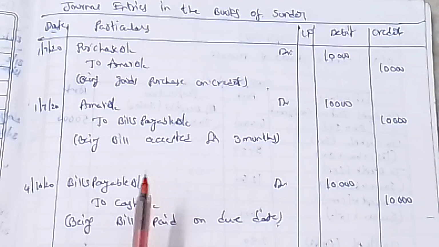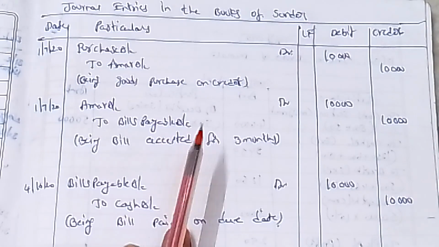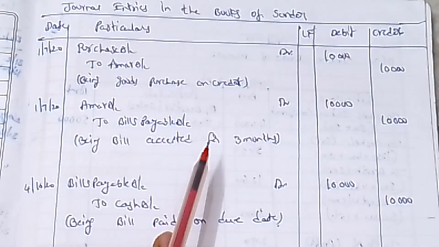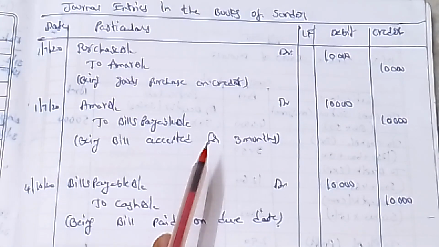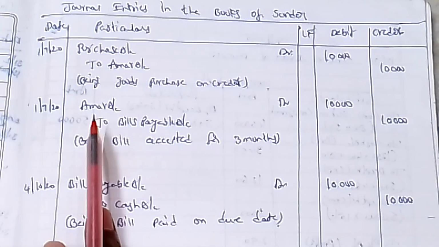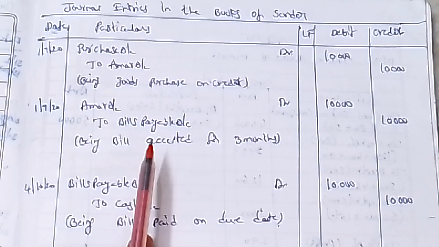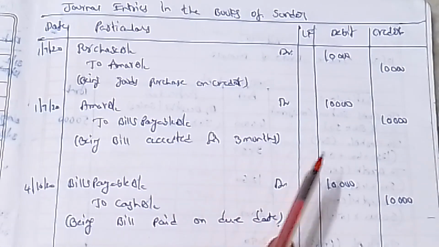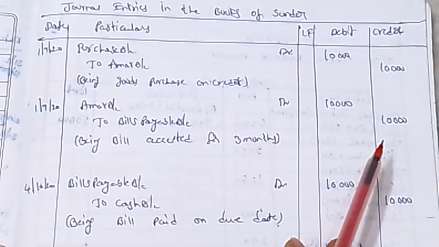Next, on the same date, the bill is accepted and returned to Amar. So Amar receives the bill. Amar account debit to bills payable account. Being bill accepted for 3 months. 10,000, 10,000. Next, on the due date, the bill is honored.